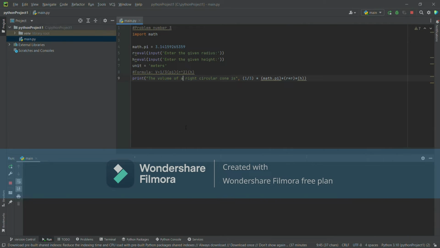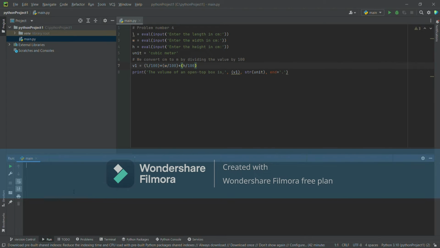If you run the program, it should be like this. The given radius is 5 meters and the height is 6 meters. So the result will be 157, which is the volume of a right circular cone.